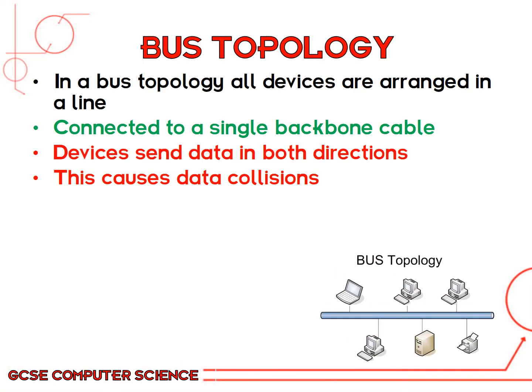Now let's take a look at some of the older topologies for networks, starting with the bus topology. This is where all the devices are arranged in a straight line. They're all connected to a single backbone cable which joins all the devices together. The devices send data in both directions. The problem with this is that the data can collide with each other, causing data collisions, and packets can be lost.